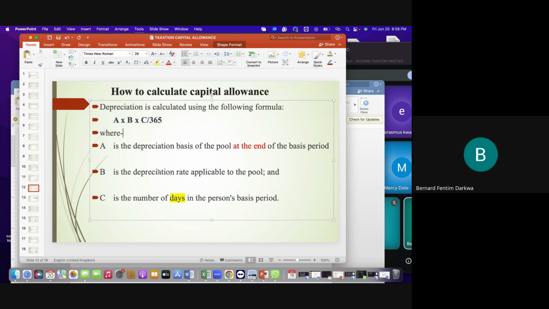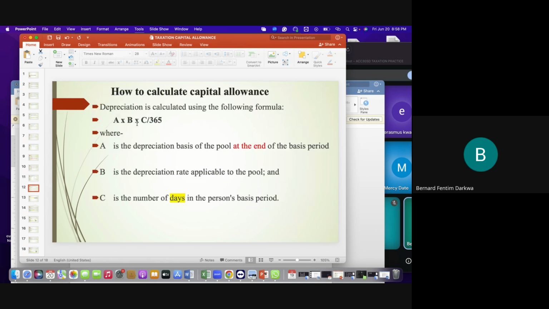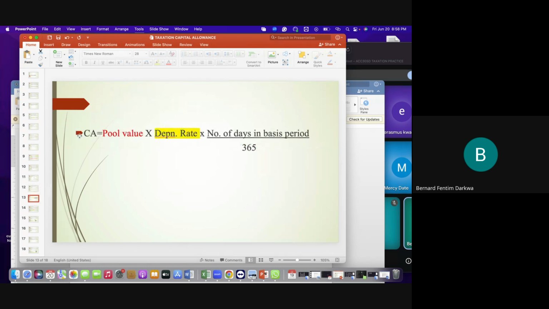This is the expanded form. To calculate capital allowance: pool value, which you will know very soon, times the depreciation rate of that pool, times the number of days in the base period, over 365. That is how we are going to calculate capital allowance.